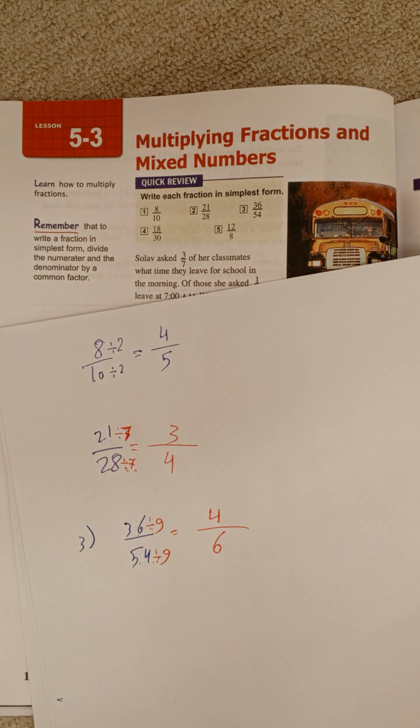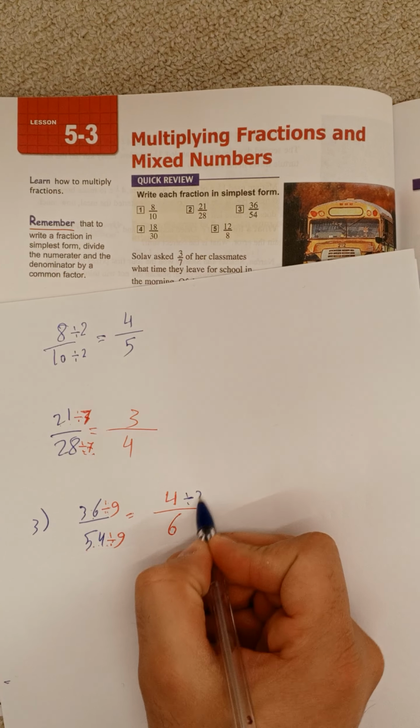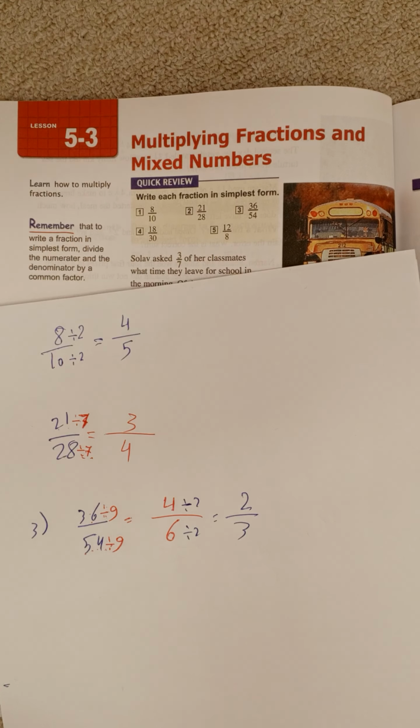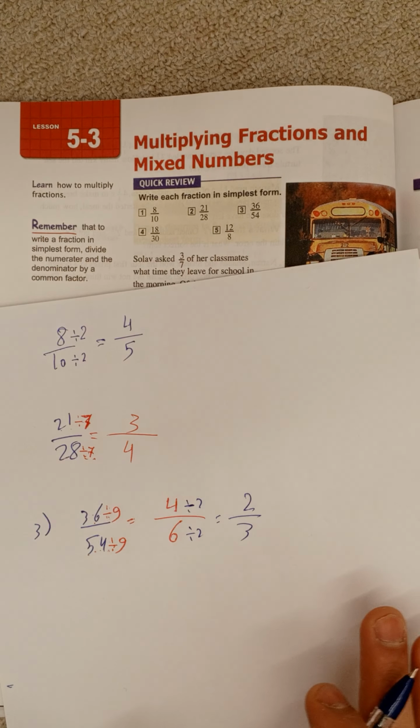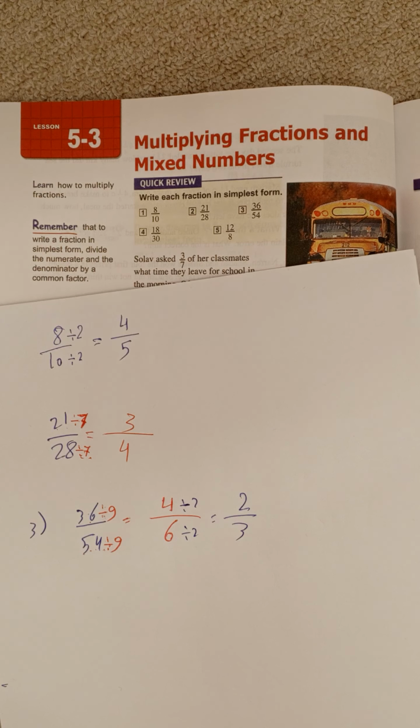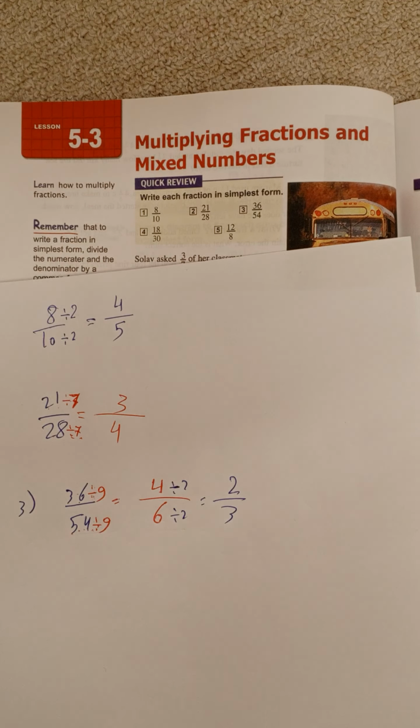4 out of 6. Can we simplify it more? Yes. Divided by 2, divided by 2. It's going to be 2 out of 3. We cannot simplify it anymore. This is how to simplify fractions, how to write the fraction in the simplest form.